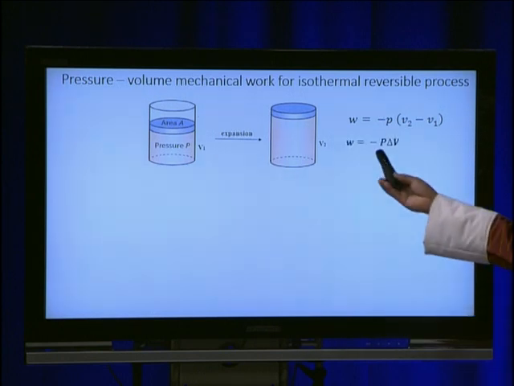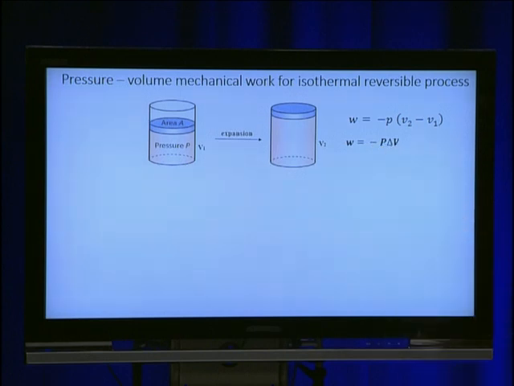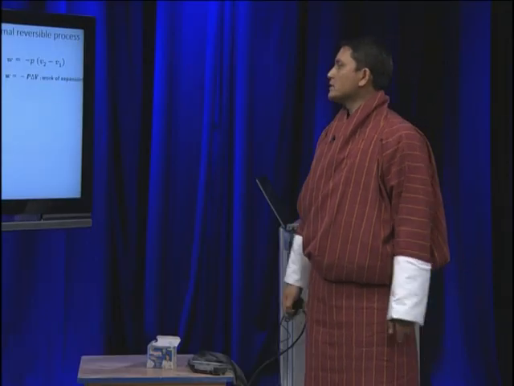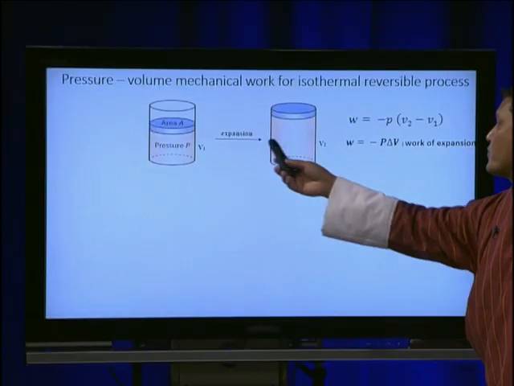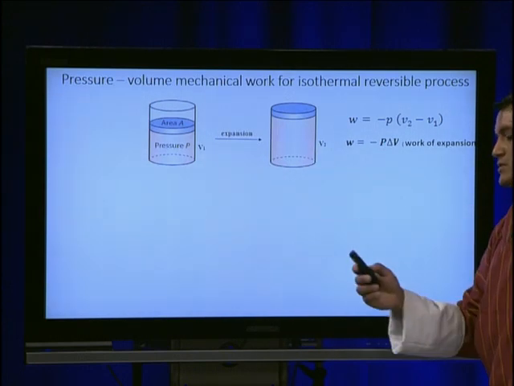Now, it will come out to be W, work done, is equal to minus P delta V. Delta V indicates change in volume, final volume minus initial volume. So, this is a work of expansion. This is the expression to calculate the work done if it is of expansion.